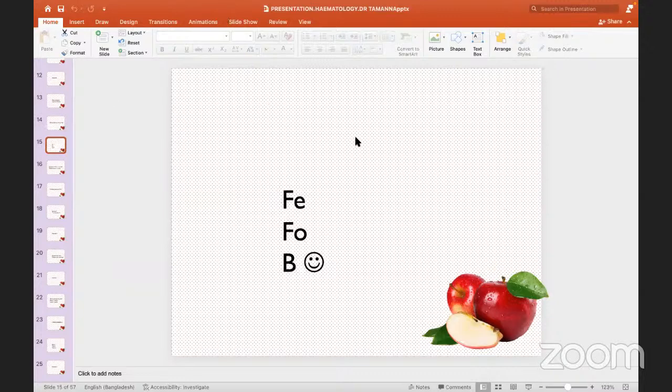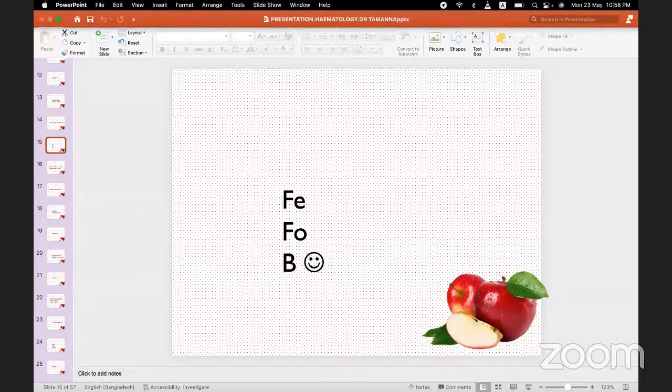Now, this is the site of absorption of iron. Okay, so here some of my students are here, I know. Can anyone tell me what is this mnemonic for our class, FE4OB? Iron follicle. Yes.